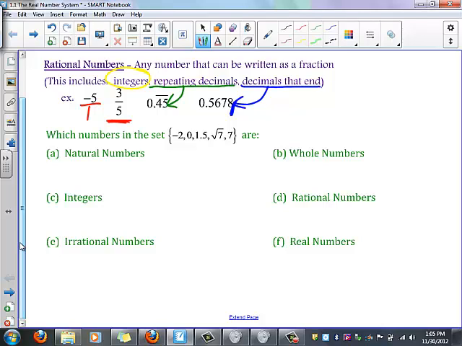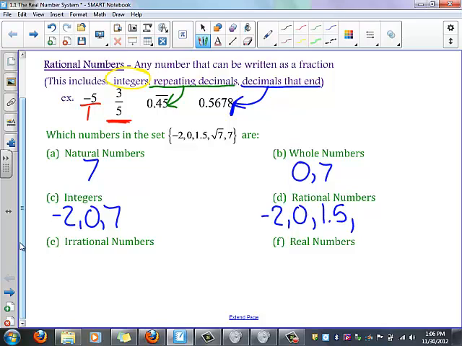So starting with natural numbers, these are your counting numbers. And so in our case, it's just going to be 7. Whole numbers are the natural numbers plus 0. So we'll have 0 and 7. Integers are the negative and positive natural numbers plus 0. So in our case, we'll have -2, 0, and 7. Rational numbers are what we had up just above. So this is going to be everything except that root 7.